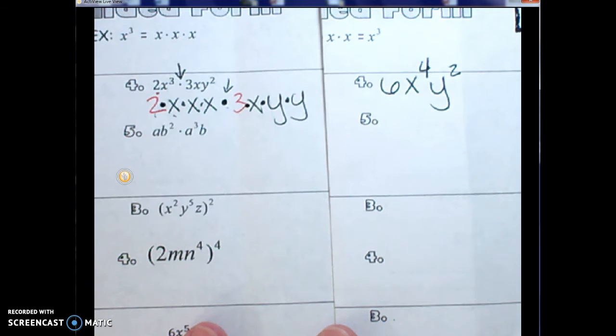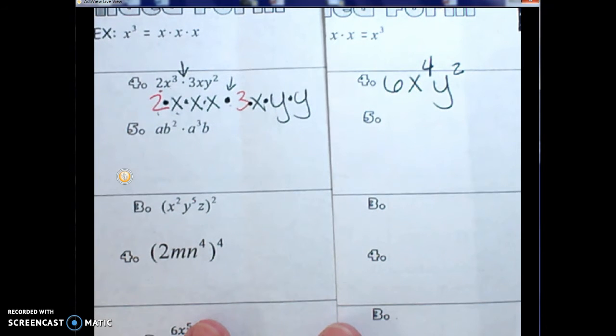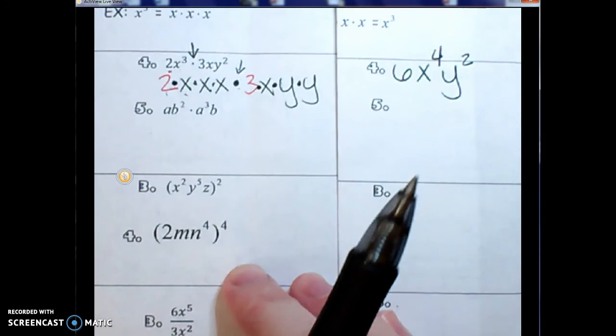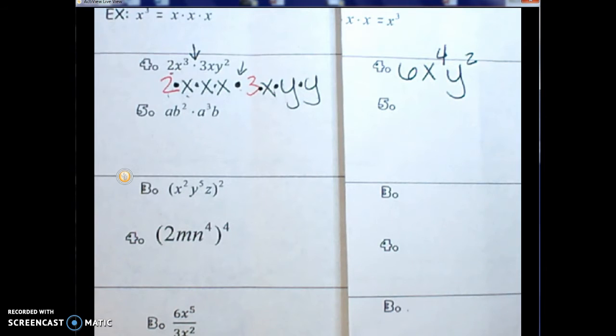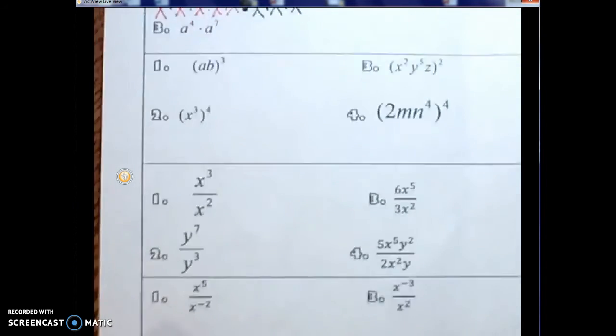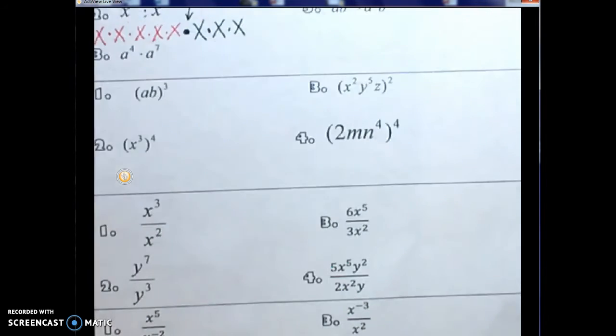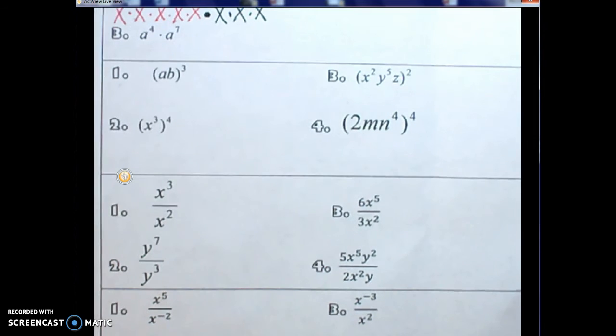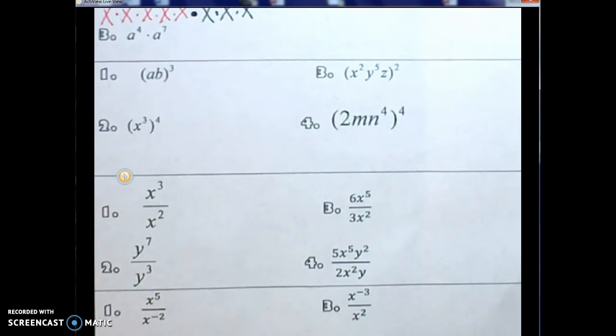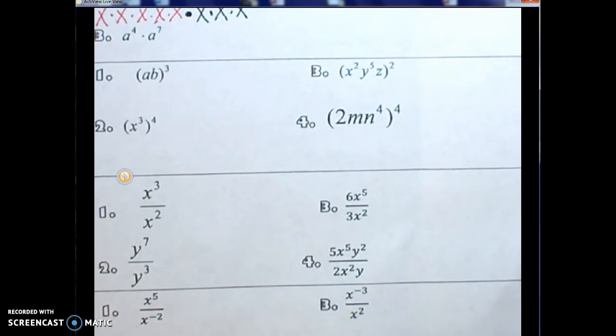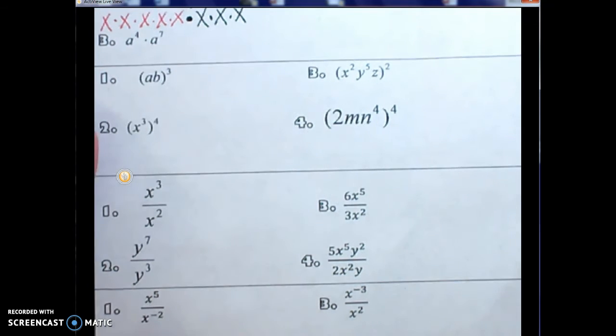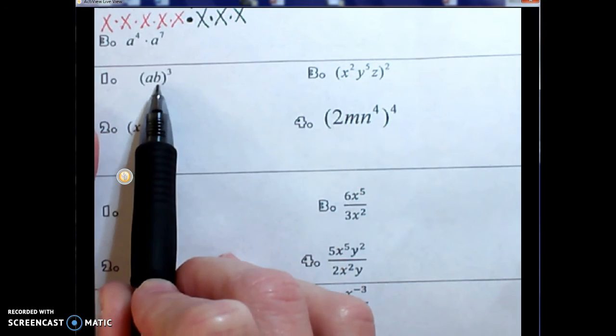Okay. In a moment, you're going to come back and complete the remaining problems on this section, but we're going to jump down to the next part. The next part now are problems that have parentheses. We're going to look to see what happens when you have parentheses in your problem with exponents. So problem number 1, we have ab to the third power.